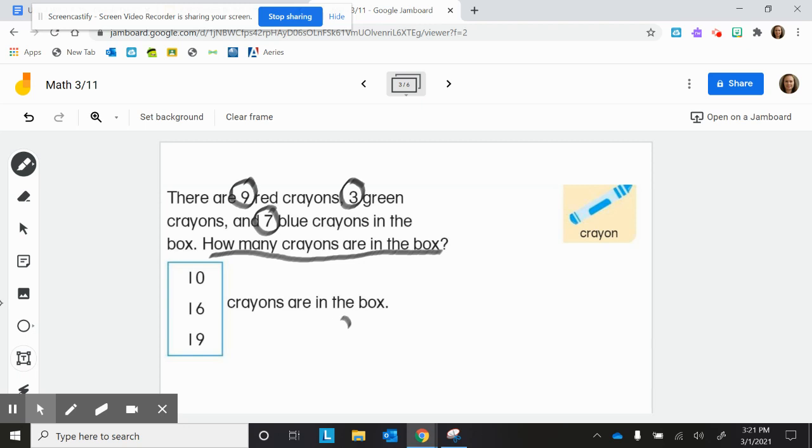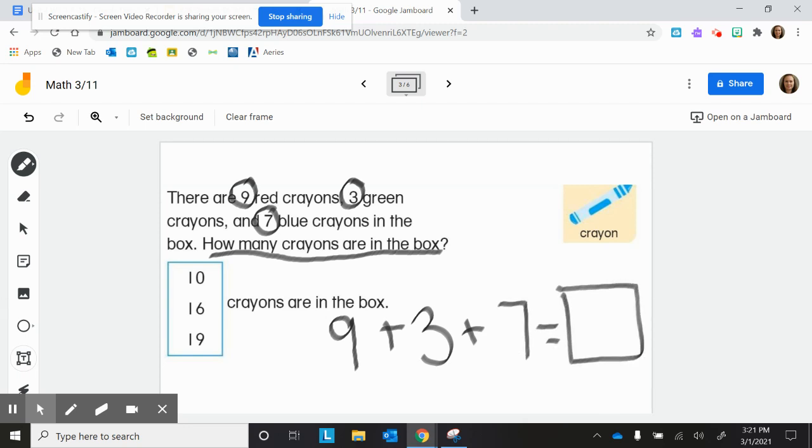Well, let's check out our work. We know we had 9 red ones. We had 3 green ones, and we have 7 blue ones, but we still don't know how many we have in all. Let's see. Can we make a rainbow of 10? Are there 2 add-ins here that make 10? Think. 9 and 3, let's see. 9, 10, 11, 12. No. 9 and 7. No, that would surely go past 10. What about 3 and 7?